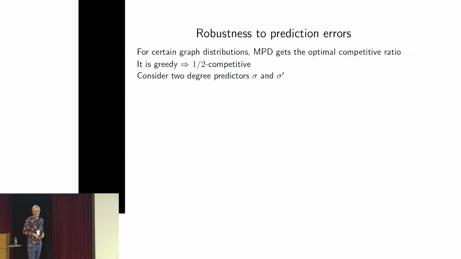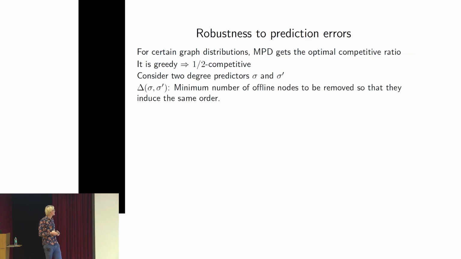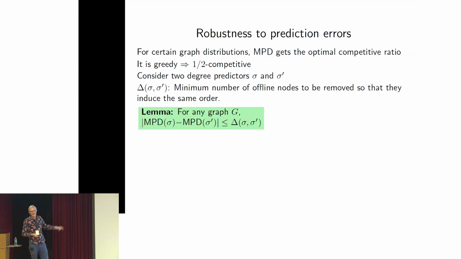So if you consider two degree predictors, sigma and sigma prime, they induce some ordering of the offline nodes. And what we do is basically we run the ranking algorithm, but with this ordering of the nodes. And what we can prove is this: look at the minimum number of offline nodes, delta, that need to be removed so that these two degree predictors give the same order of the offline nodes. Then for any graph G, the size of the matching output by MPD on sigma differs by at most this quantity from the size of the matching when we use sigma prime. So you could think here of sigma as the perfect predictor and sigma prime as some predictor where this order has been slightly perturbed. So this gives some idea that if you perturb these degree predictions somewhat, then your algorithm doesn't deteriorate too much, but it's not very strong.